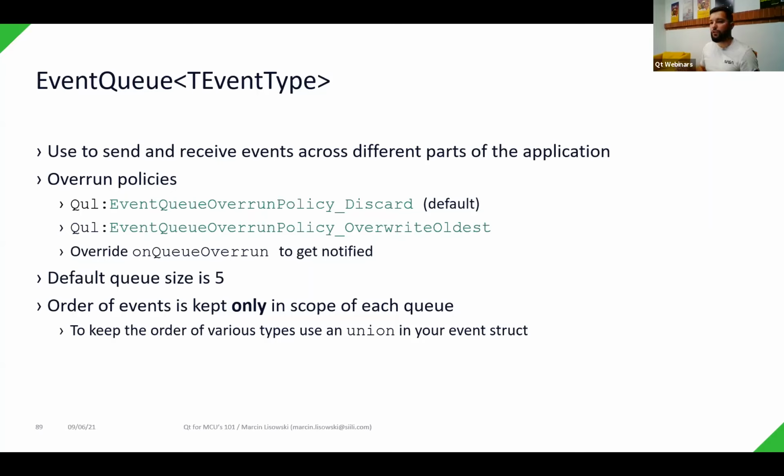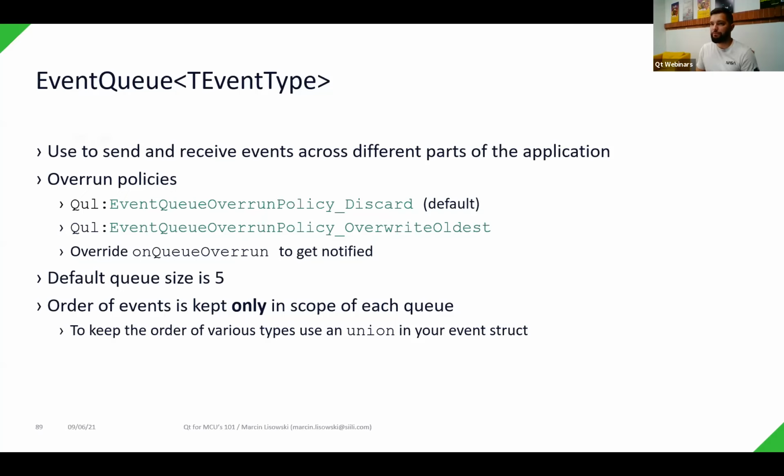Important thing is that order of the events is kept only in scope of each queue. So, for example, you have an event queue with a message, let's call it user message. An event queue of type user message has guaranteed order only in that type. So if you are relying on order of the events, you can think of creating a single type event queue, or you can provide your own synchronization between different types of the queue, but this is not provided together with the Qt for MCUs.